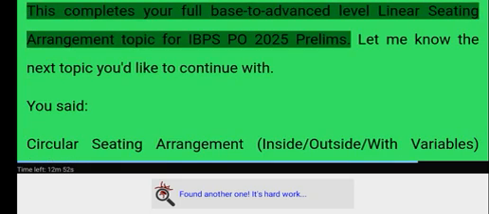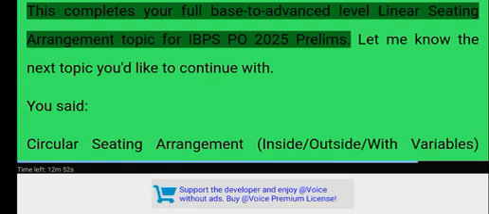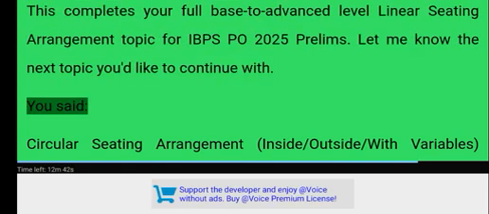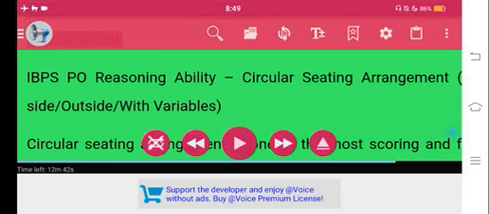This completes your full base to advanced level linear seating arrangement topic for IBPS PO 2025 prelims. Let me know the next topic you'd like to continue with. You said: circular seating arrangement.